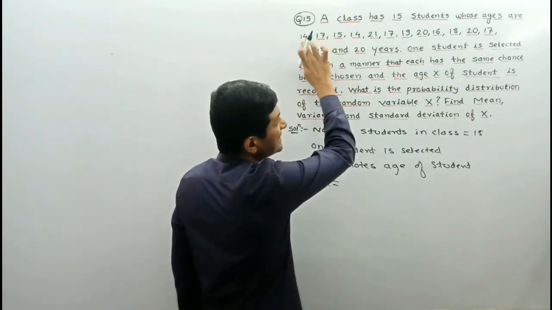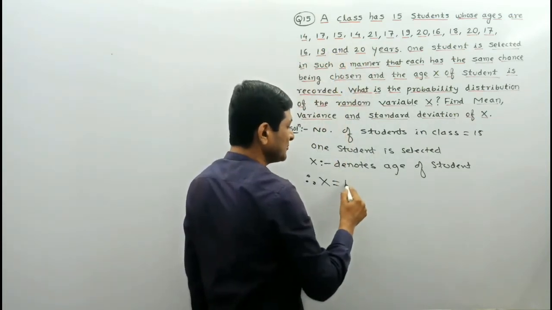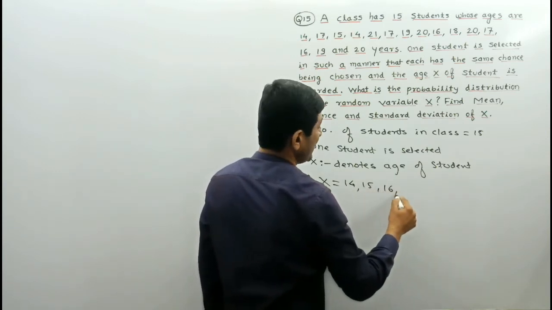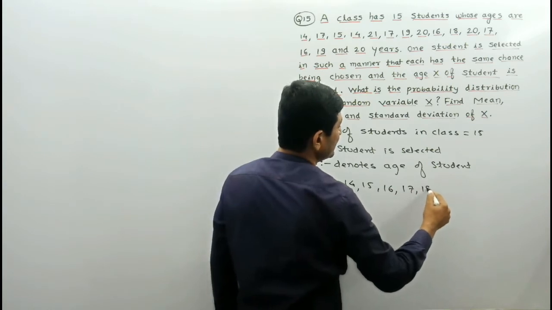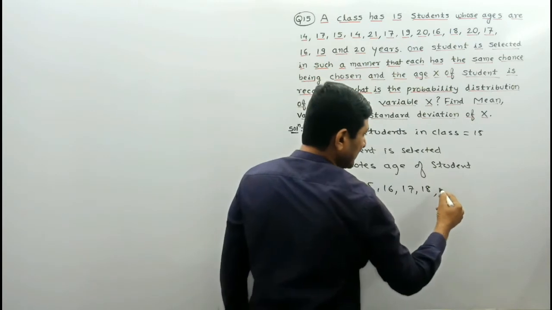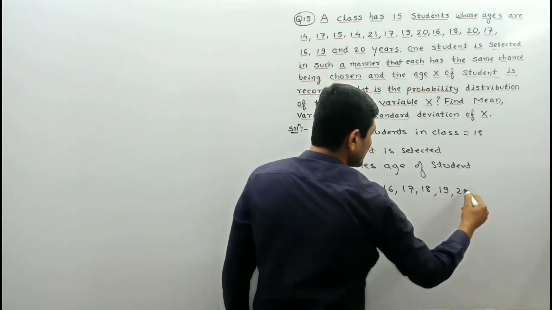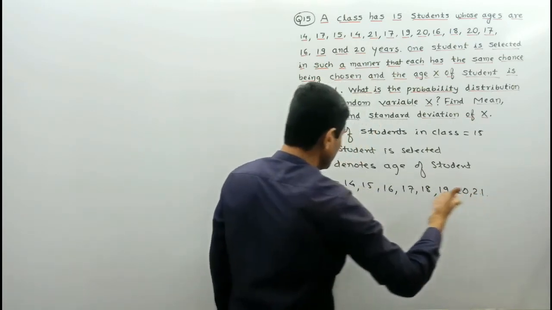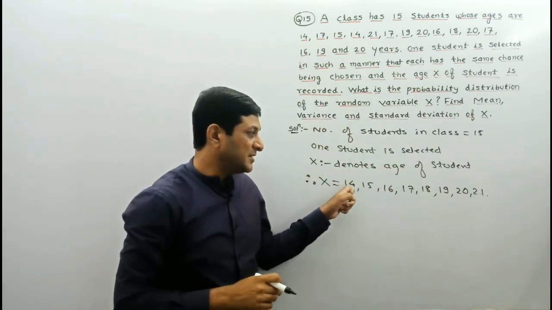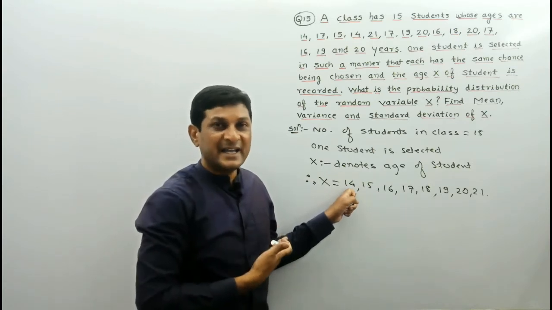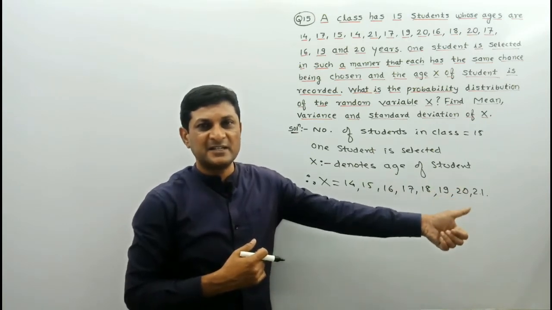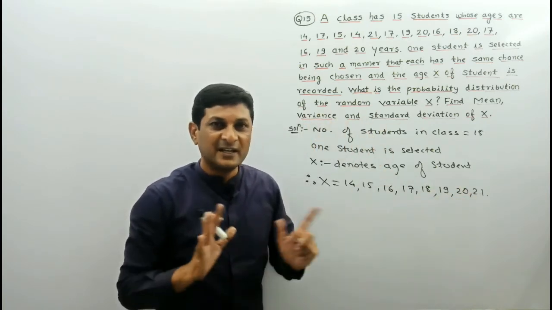Here we can observe that these are the ages of 15 students. Some students are of age 14, some are of 15, then 16 also appears, 17 also there, 18 is also there. We can observe 19, 20 and 21 is also there. Means in this way we have got the possible values of x. X shows the age of the student. Some students will have 14 years, some students' age is 15 years, some 16, 17, 18, 19, 20 and 21 according to the given record.